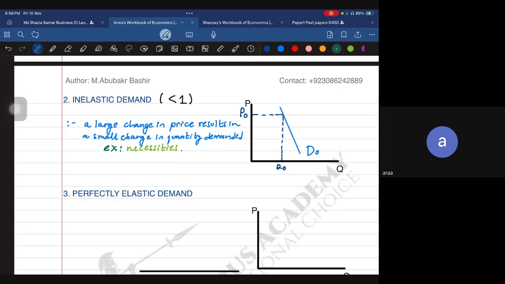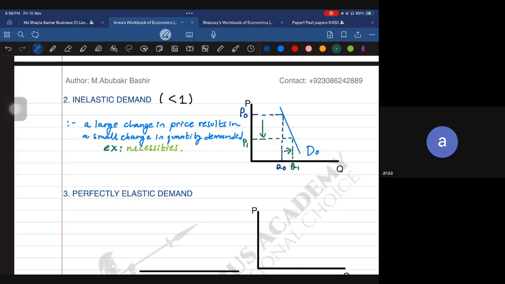Okay, so even a large change in price resulting in a very small increase in quantity.